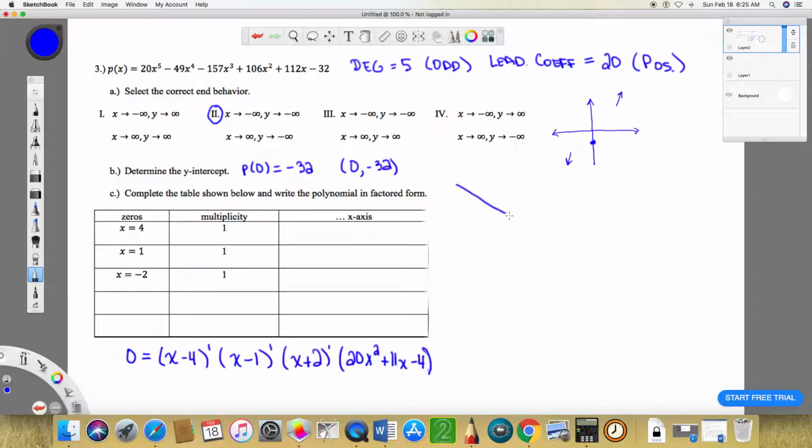So let's place an x. Our middle term is 11x. Our first term times our last term is negative 80x squared. So this is probably 16 times -5, right? Let's double check that.